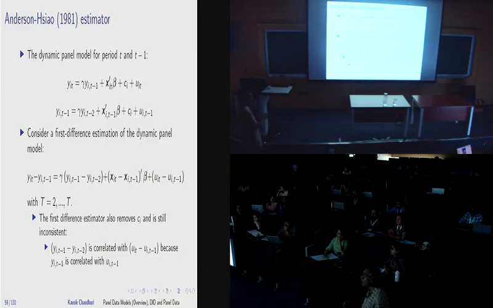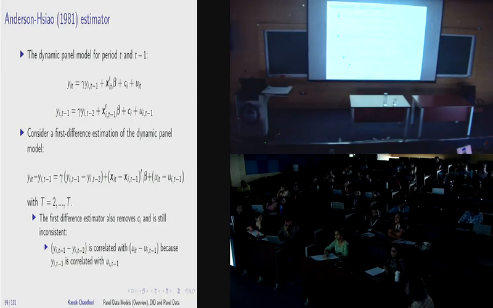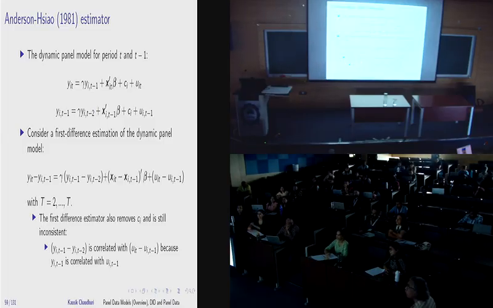Clear? Now starting from this model, I lose the first observation because I am taking the first difference, right? So it starts with the second time period until capital T. In the first difference estimator, of course, I have C_i here and C_i here. By first differencing, I am able to cancel the C_i, right? But it is inconsistent. Why?